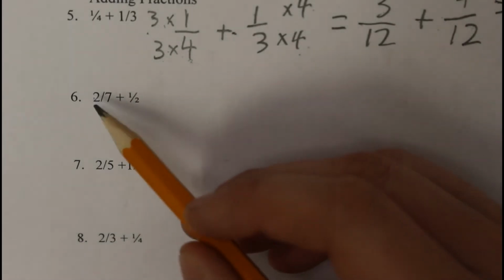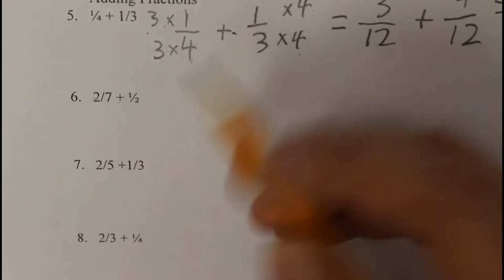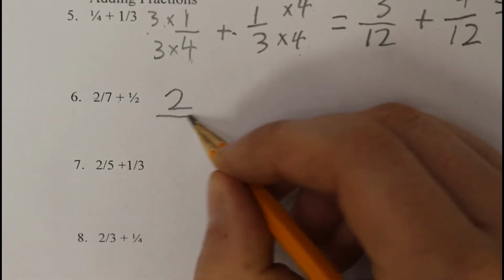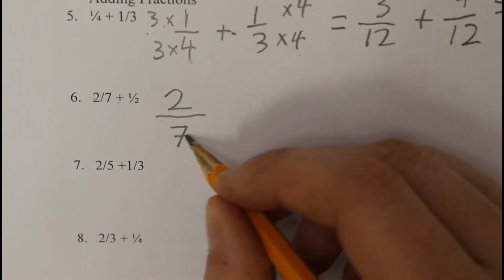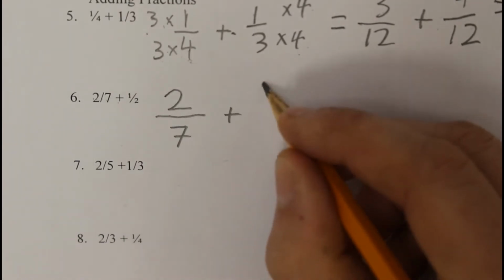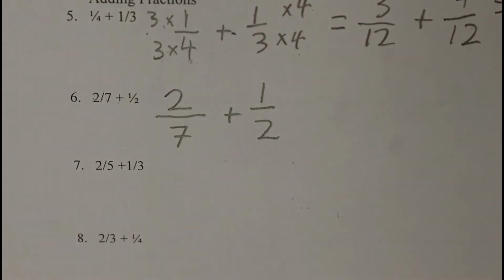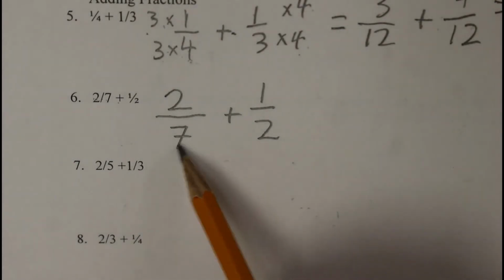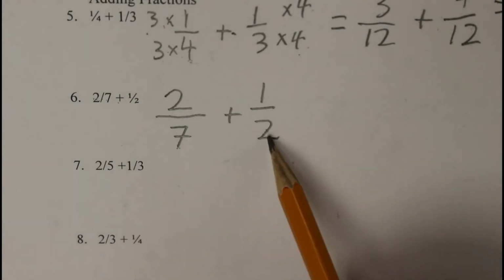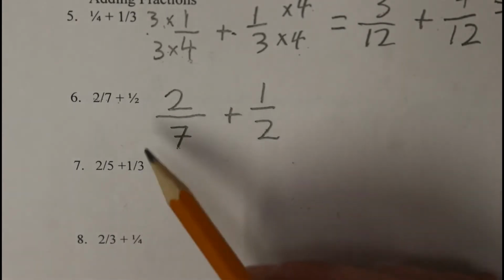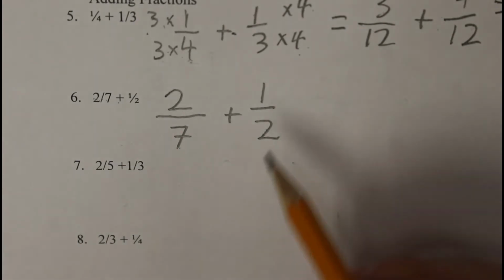So we have 2 over 7 plus 1 over 2. Once again, I'm going to write it out again. It's just really, really hard to write fractions. It's a pain in the butt, so I don't. So 2 over 7 plus 1 over 2. Now I'm going to keep this simple once again. We need to find the common denominator between 7 and 2. And if you can't think of that, just multiply the opposite side by the other one's denominator.